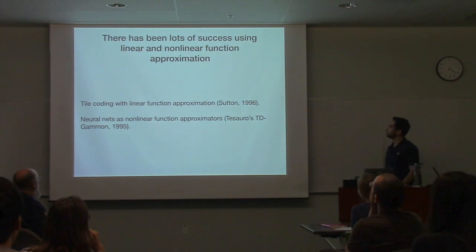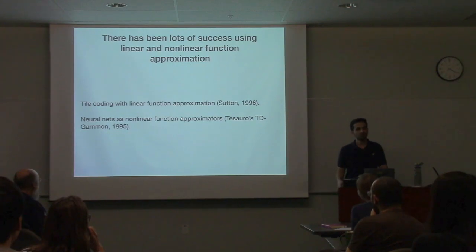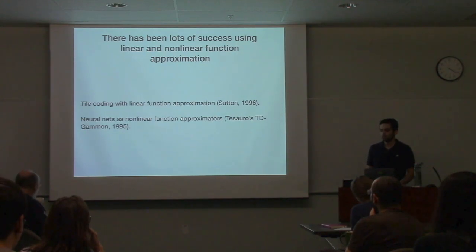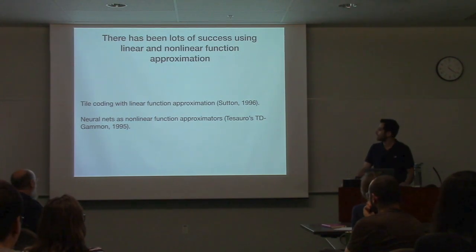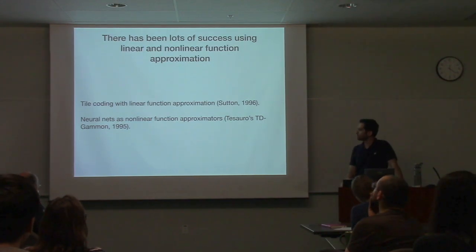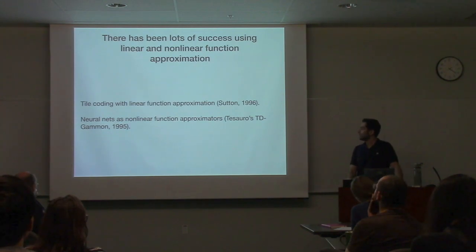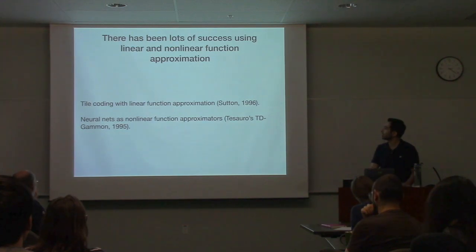There has been lots of success using linear and nonlinear function approximation. I'm going to mention two of the older ones. The first one is tile coding, which was used with linear function approximation by Rich Sutton in 1996. And he successfully solved a bunch of classical reinforcement learning tasks with tile coding combined with linear function approximation. Neural networks are nonlinear function approximators. Jerry Tesauro used them in 1995 to create TD-Gammon. TD-Gammon was a successful backgammon player at the time.